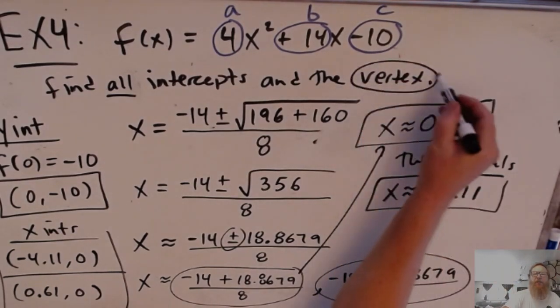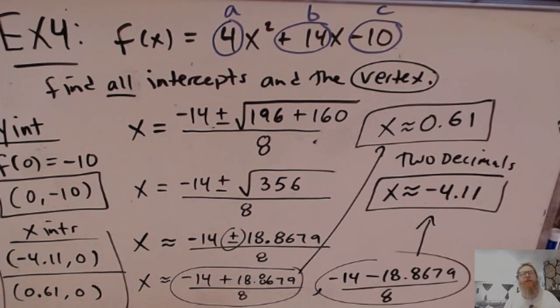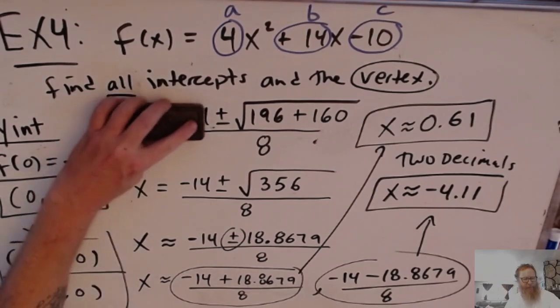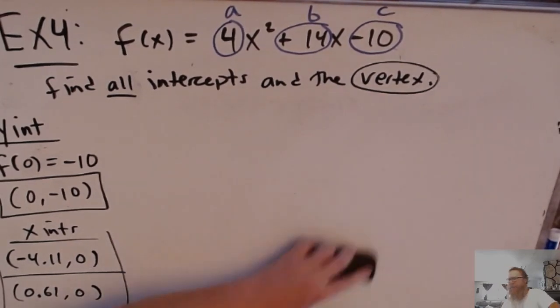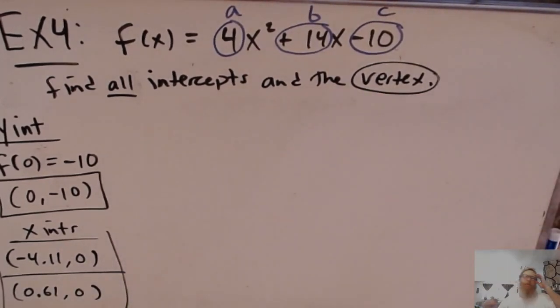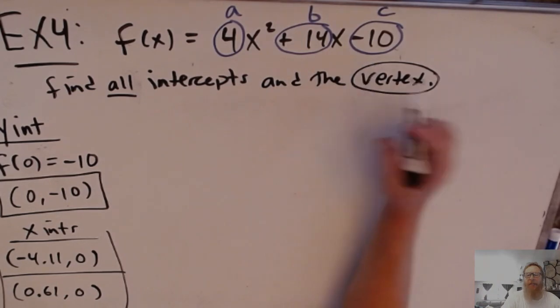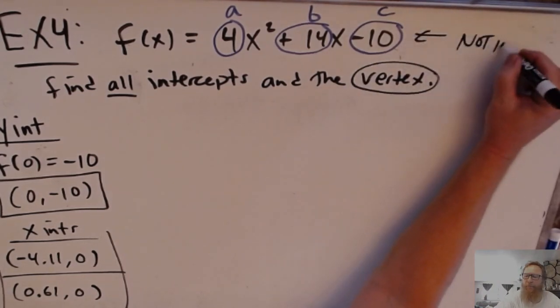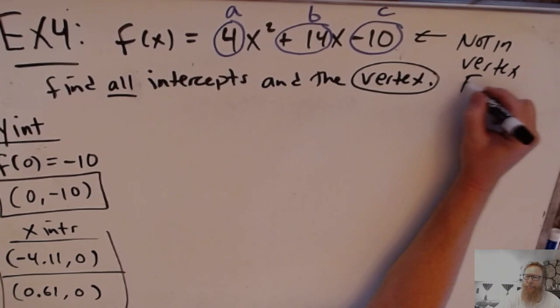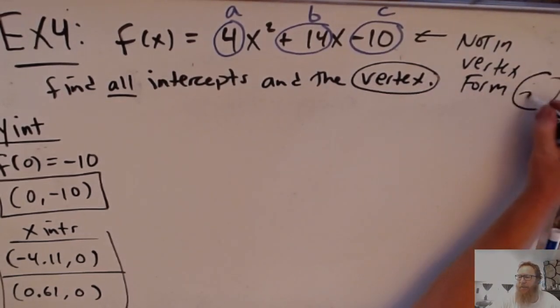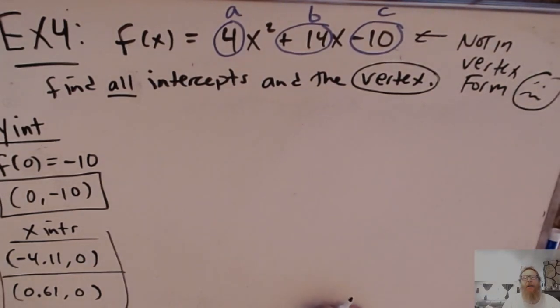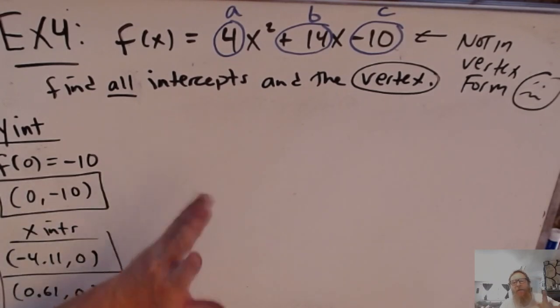The second part of the question was to find the vertex. This is the worst part. This is not in vertex form. Yeah, so that's not very nice. I'd say there's probably like 5 or 6 problems on the homework that are much easier than this.